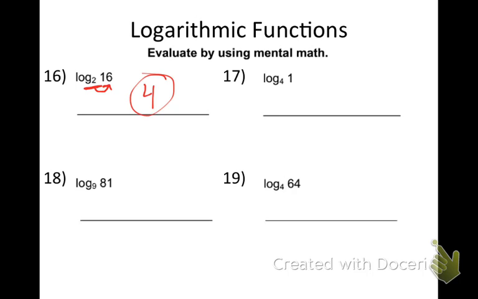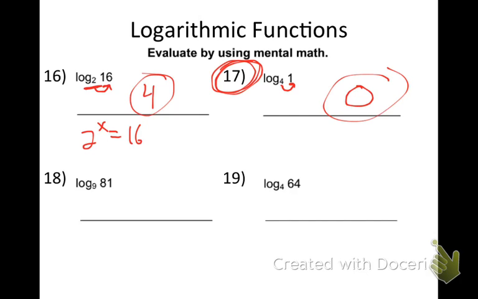Okay? And if you wanted to, you could think of it as, if I want to write it in exponential form, I could say 2 to the x power equals 16. Okay, 2 to the 4th is 16. 17. I love a question like 17. You will see this one again. 4 to the what power is 1? 0. Yeah, remember, anything to the 0 power is always going to be 1. So I get 0 there.